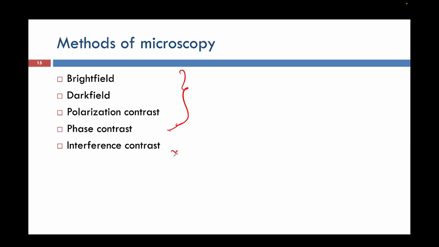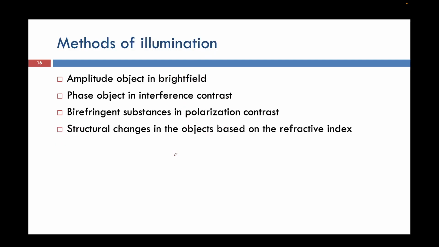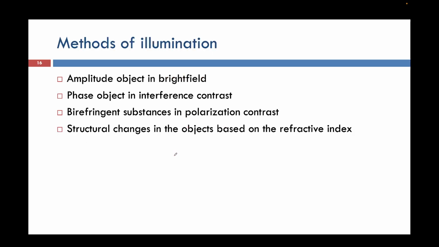We have not covered this one, but bright field, dark field, polarization, and phase contrast we'll just see in brief. These are the methods of microscopy, the methods of illumination that we can use depending on our object. One is the amplitude object in bright field mode. I'll tell you what an amplitude object is; for now, just remember this term.